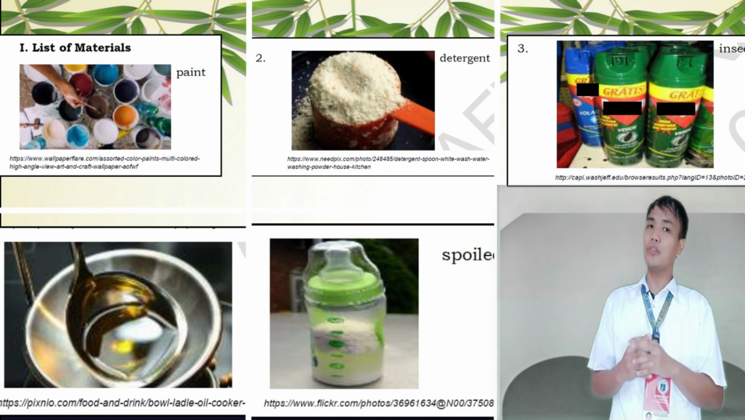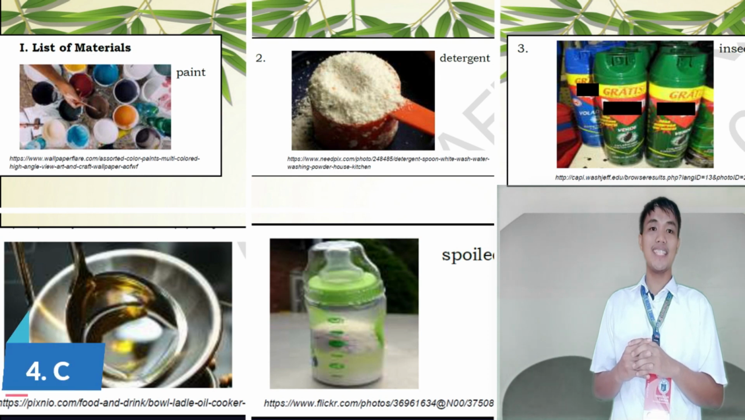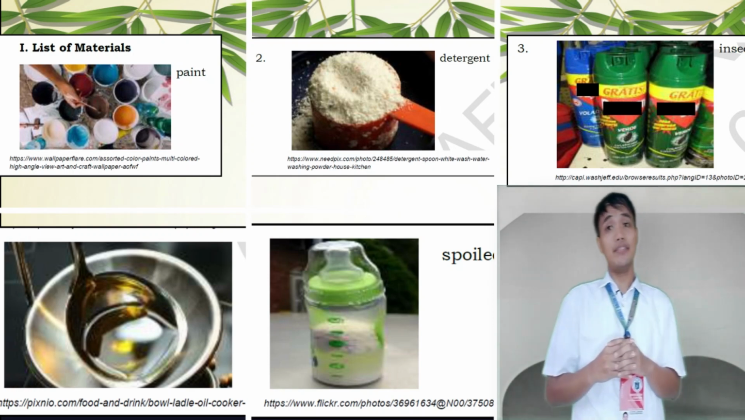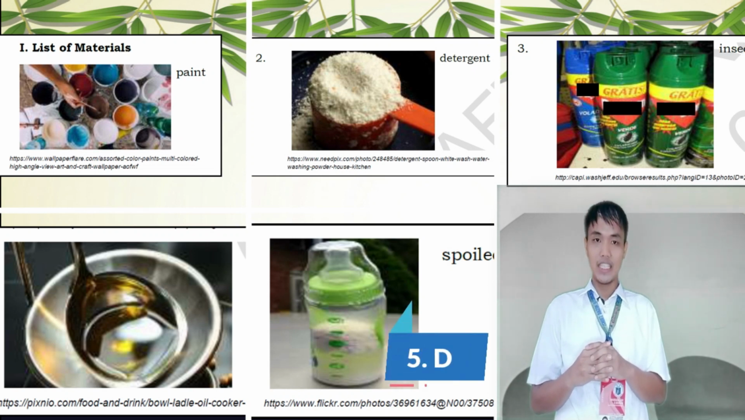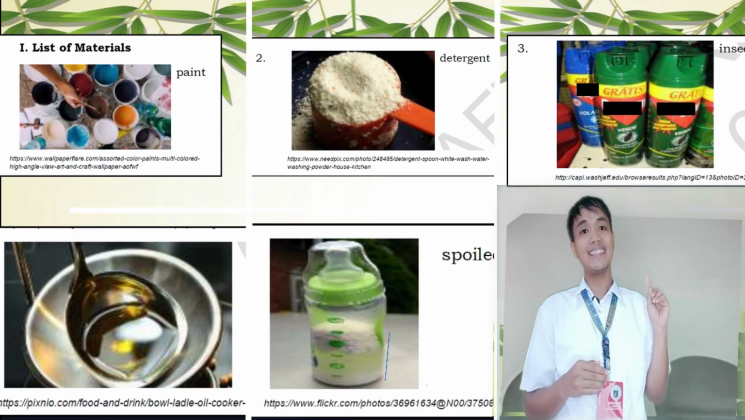And for number 4, oil or vegetable oil. It is letter C. It is used in cooking food. And for number 5, spoiled milk. It is letter D. It causes poisoning and death.